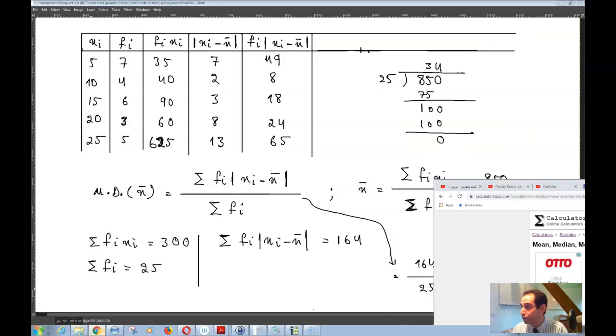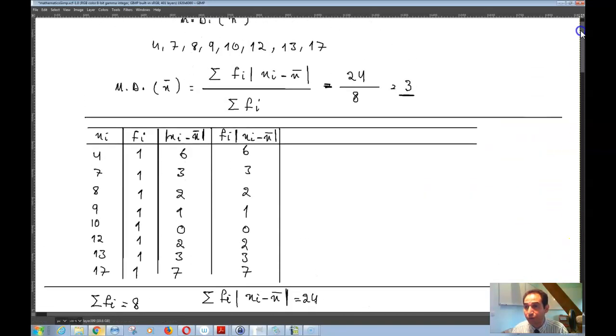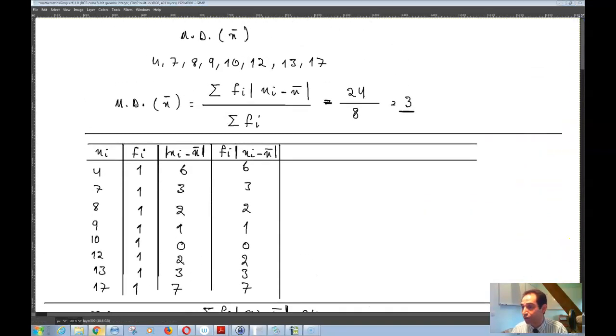Okay, so the next problem that we have is a problem that I tried to solve, but I made a mistake and I couldn't find the mistake. So let's do it again. So you have basically 5, 10, 15, 20, 25. Let me do it all over again. I don't want to confuse myself.